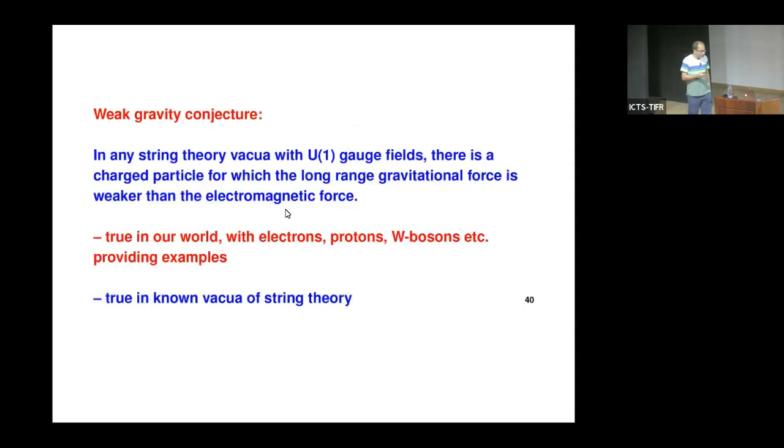The first one is what is called the weak gravity conjecture, and that says that in any string theory vacua with gauge fields, there is a charged particle for which the long range gravitational force is weaker than the electromagnetic force.